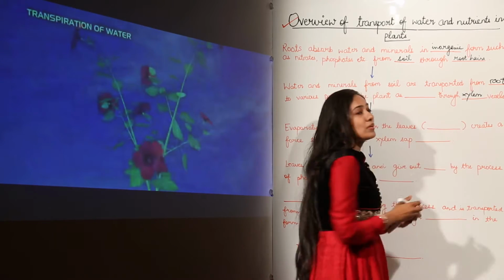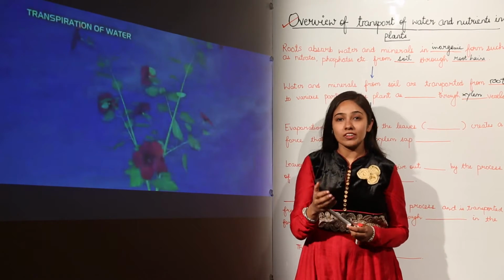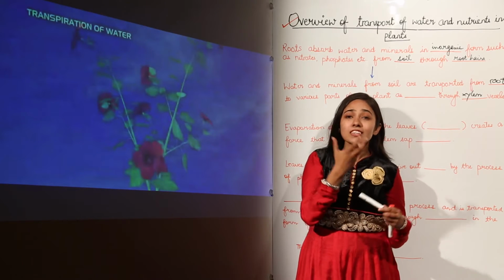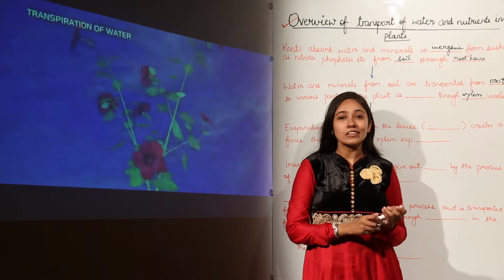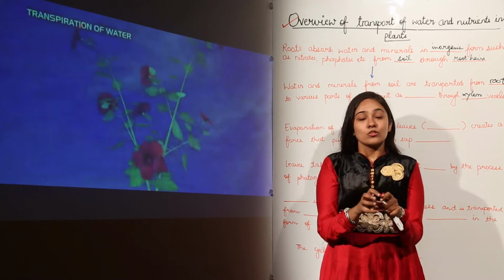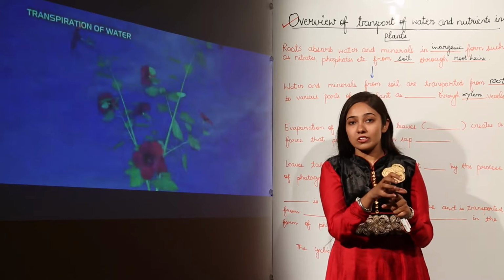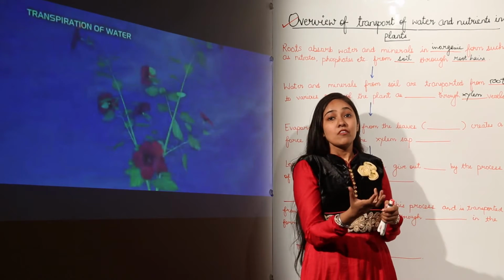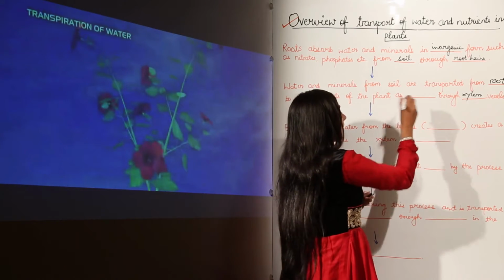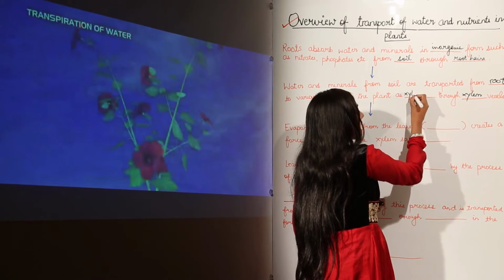Now what happens when xylem vessels are going to transport water and minerals? That water which contains minerals. Now why does this water contain minerals? You all know that water is a universal solvent, so it's going to dissolve many solutes with it. So those solutes here are those minerals. So water containing minerals which is transported through xylem, through this tissue, that water is known as xylem sap.